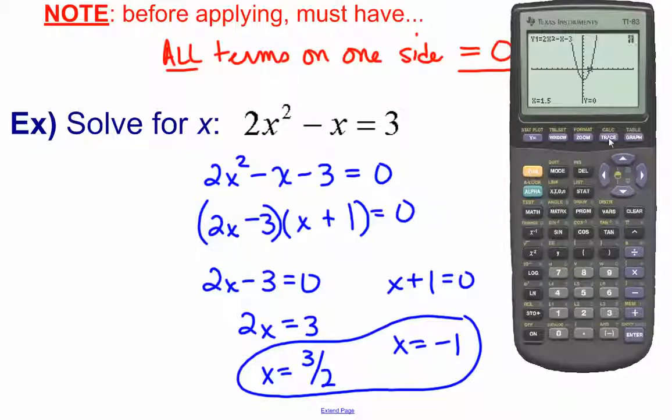Yes, that's right. And I can do the same thing here for the negative 1. I put negative 1 in for my x. Yes, the y is also 0, so we just confirm that we have some solutions.